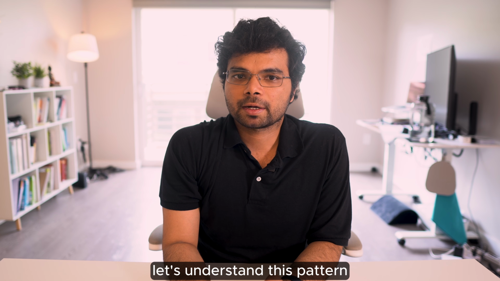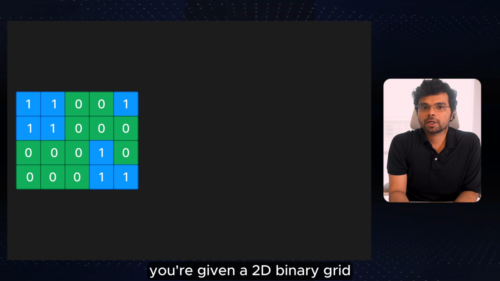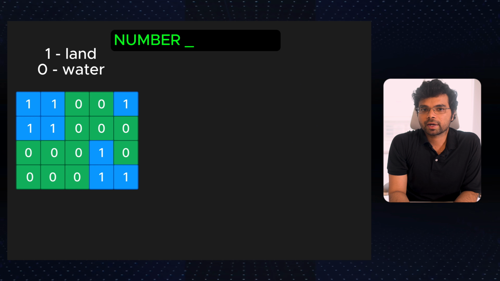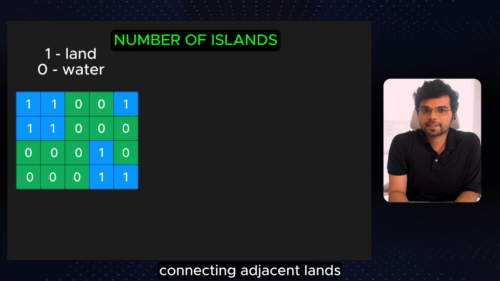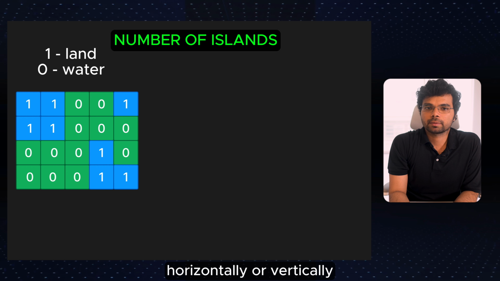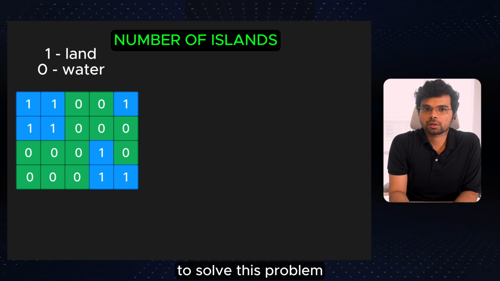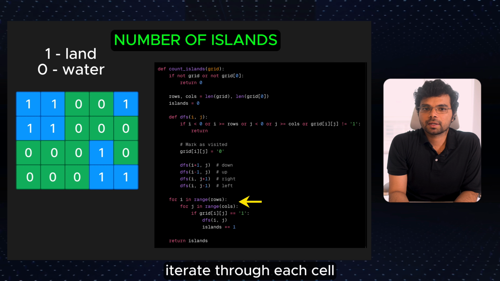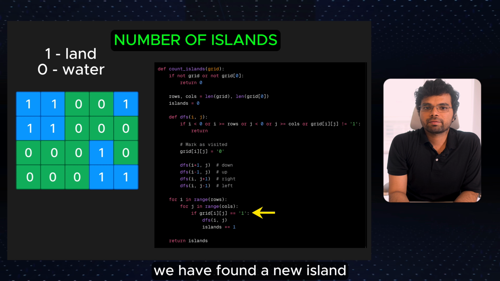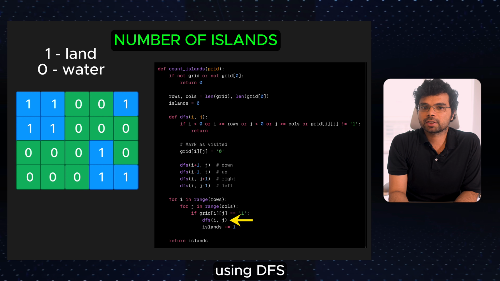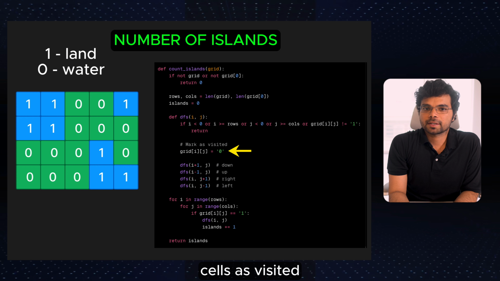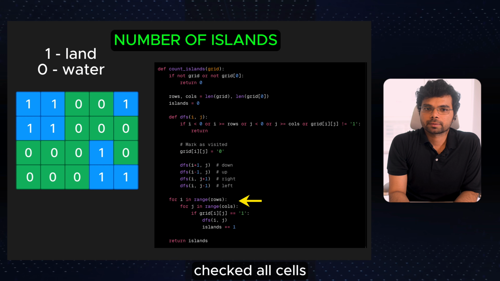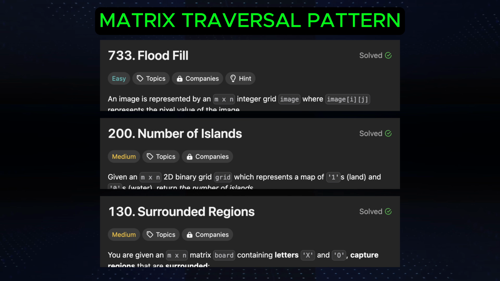Let's understand this pattern using the island count problem. You are given a 2D binary grid where 1 is land and 0 is water. You need to return the number of islands. An island is formed by connecting adjacent lands horizontally or vertically. We can either use DFS or BFS to solve this problem. Let's use DFS for this one. Here is the general idea. Iterate through each cell in the grid. If we find a land cell, we have found a new island. Explore this island using DFS, marking all connected land cells as visited. Increment our island count. Continue until we have checked all cells. Here are the LeetCode problems you can practice using this approach.